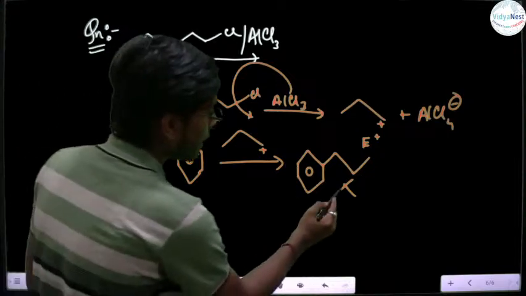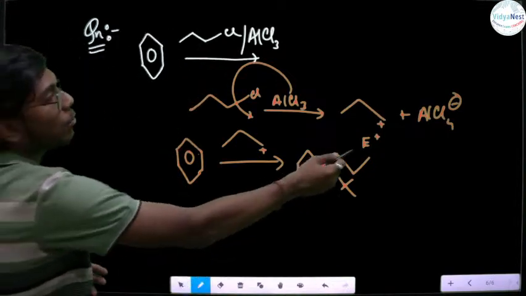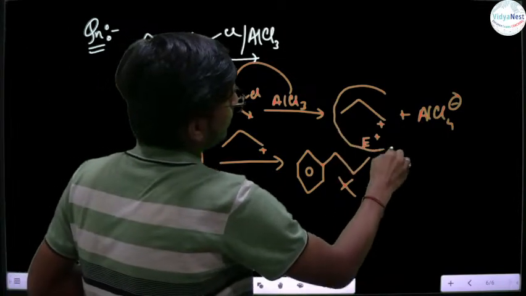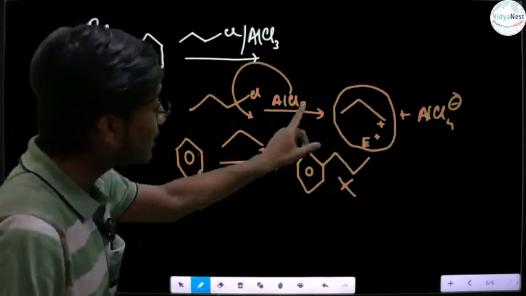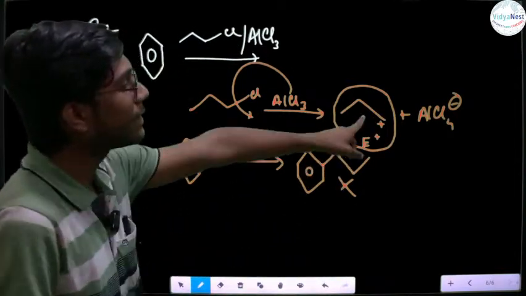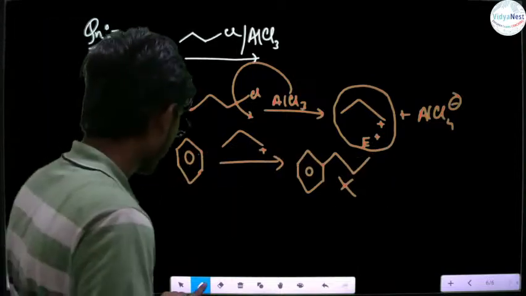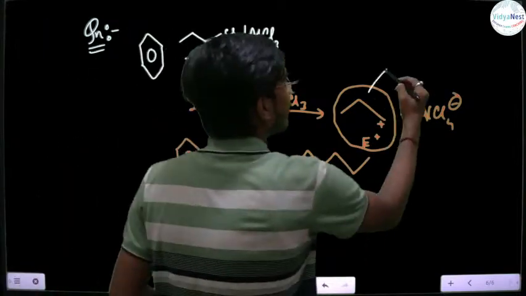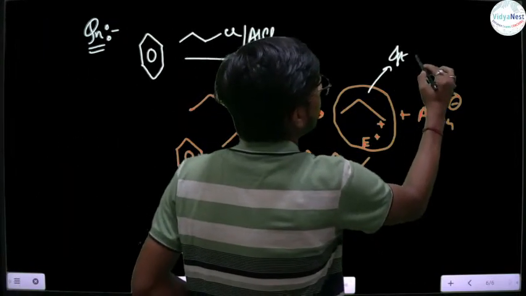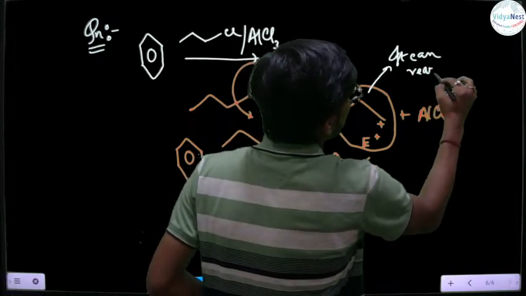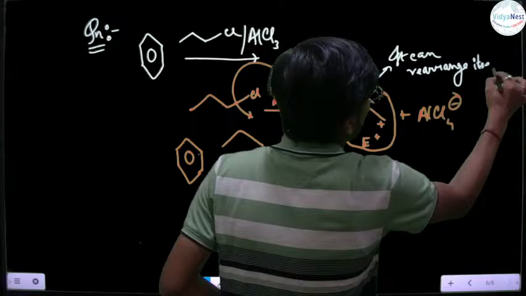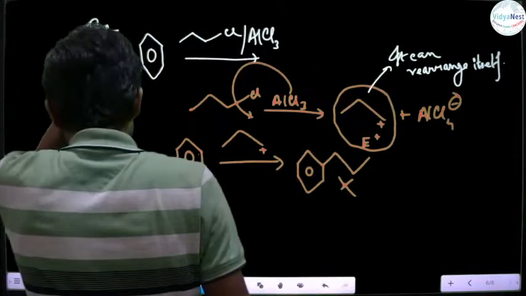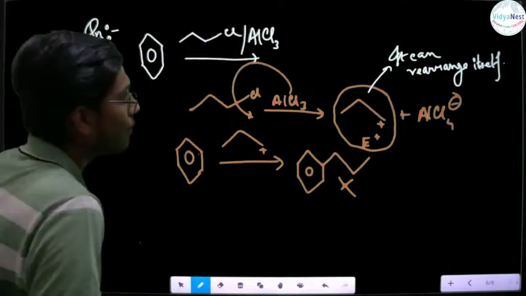Why is that not the correct answer? Because this carbocation formed over here is not in its stablest form. Why? Because rearrangements are possible in this carbocation. So we'll say that it can rearrange itself. If it can rearrange itself, how will it rearrange itself? Let's see.